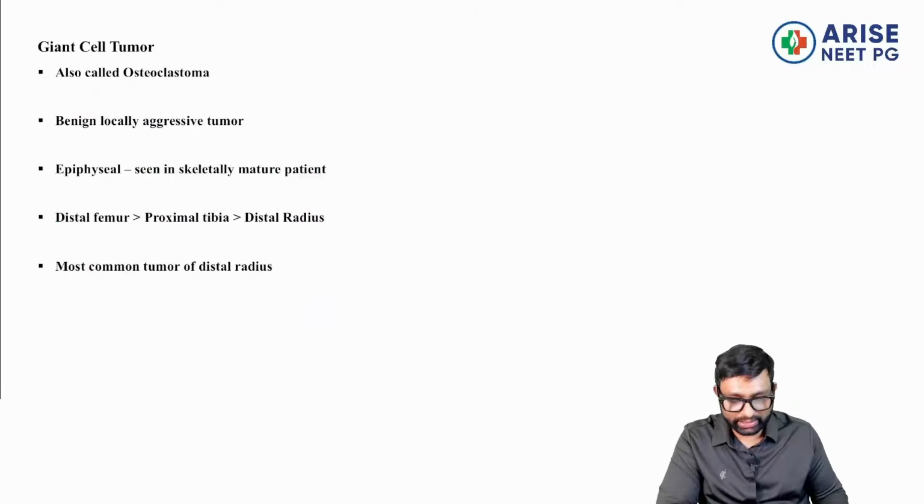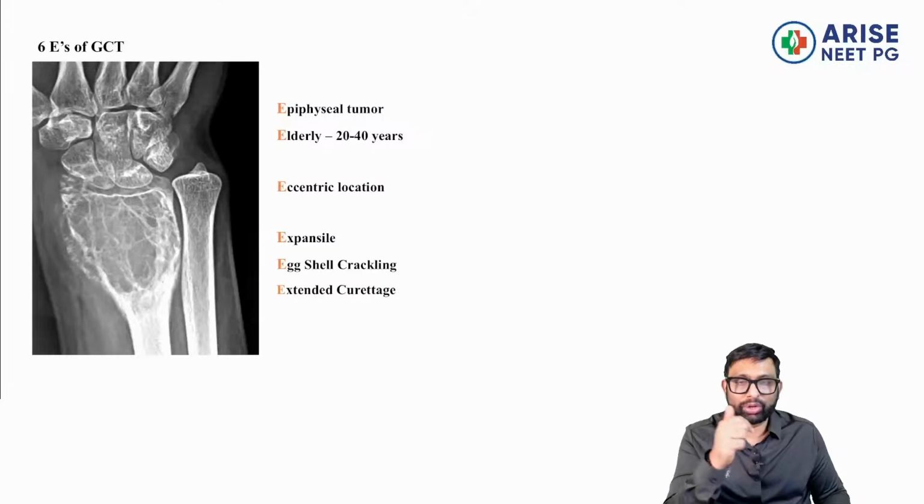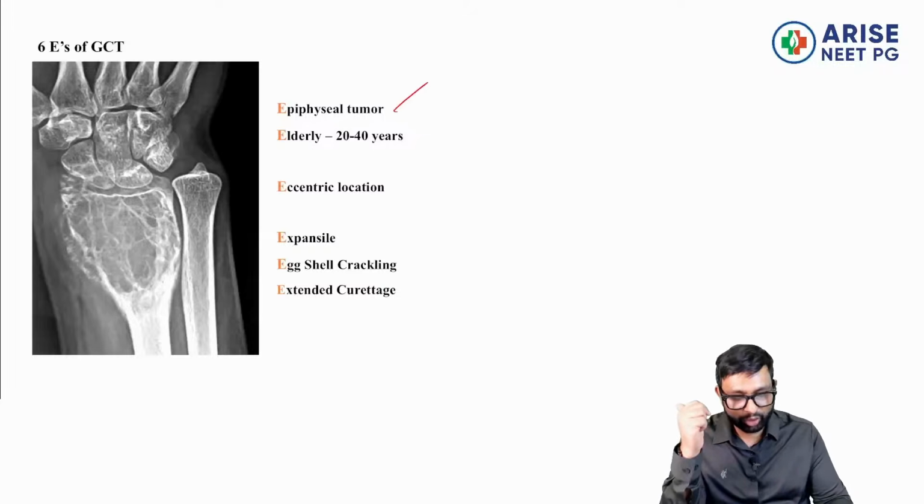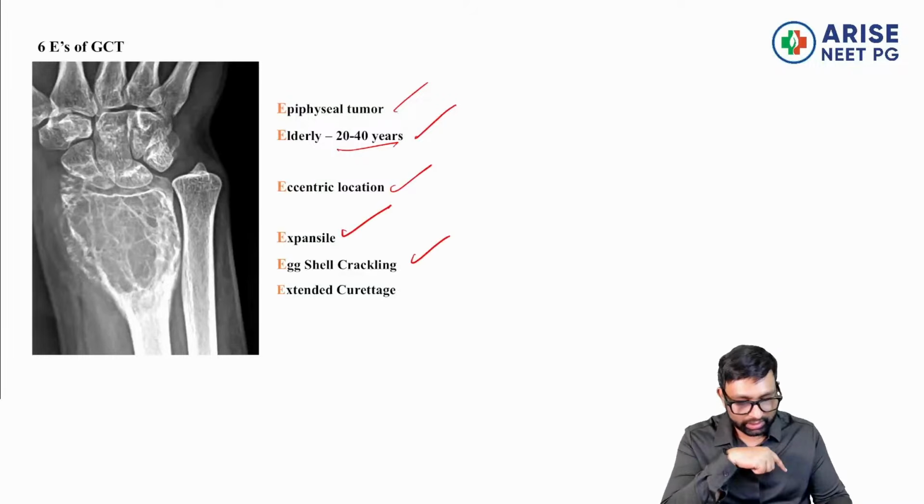So giant cell tumor theory, I won't go into that in detail. I want you to remember the 6 E's. Epiphyseal tumor, seen in the elderly 20 to 40 years, eccentric location, expansile lesion, has an eggshell cracking on touching, and extended curettage is the treatment option in these patients.